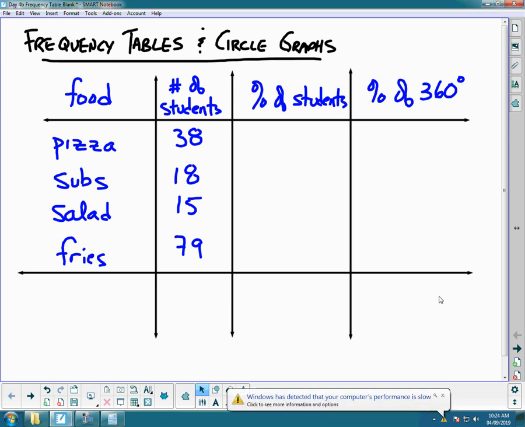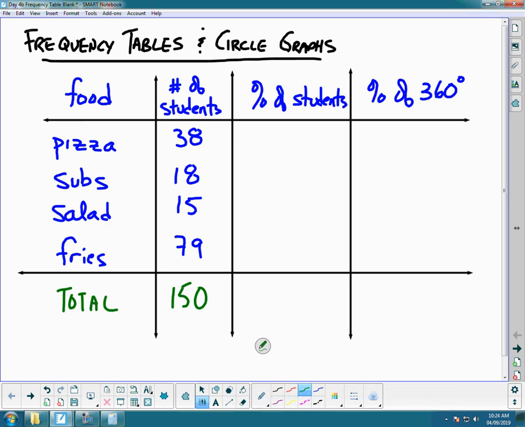I want to get the percentage and a circle graph. So the first thing we need to know is how many people were surveyed. So if we have 38 who chose pizza, 18 chose subs, 15 chose salad, and 79 chose fries, we would simply add those up. And I did 38 plus 18 plus 15 plus 79, carry the 1, and we get 150 total students. So this would be the total.